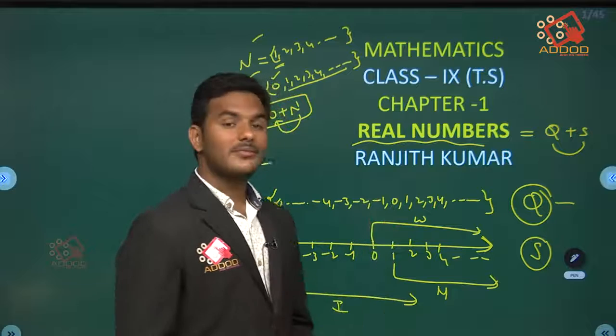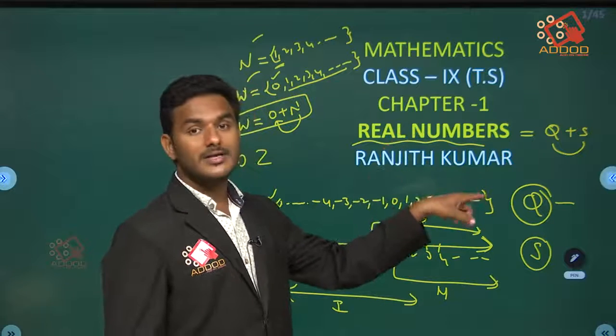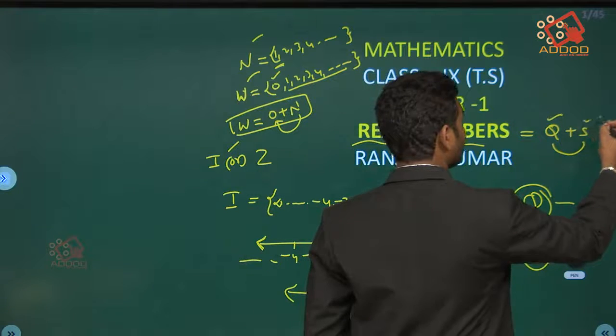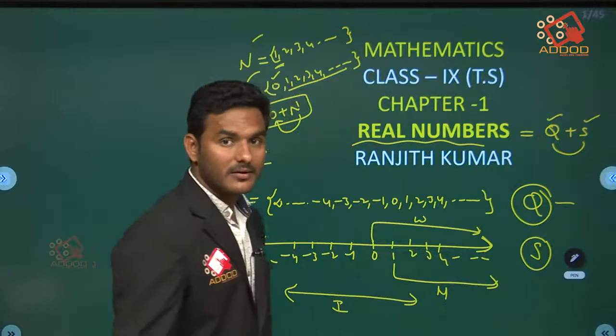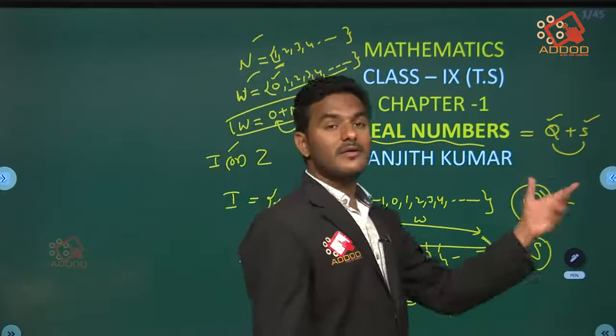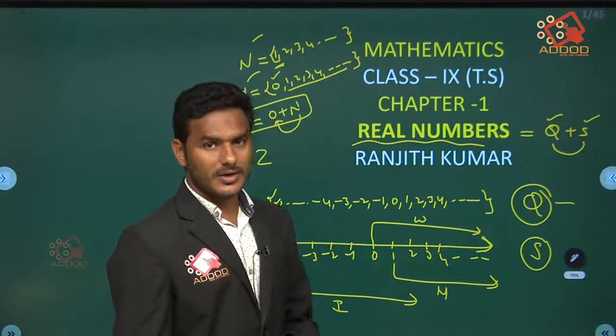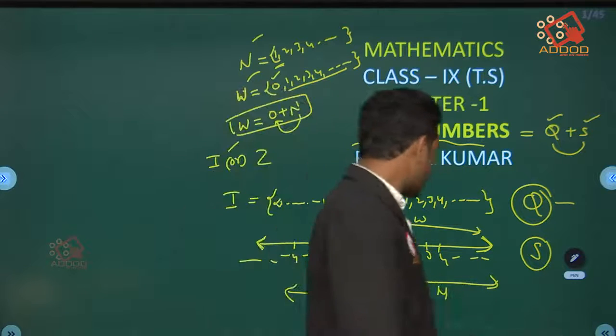The real numbers are the combination of both the rational numbers and irrational numbers. We are going to learn which numbers can be called rational numbers, and which set of numbers can be called the set S, meaning irrational numbers. Those things we will learn in this chapter. Right, till here you understood?